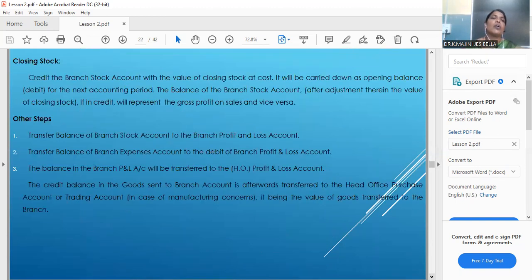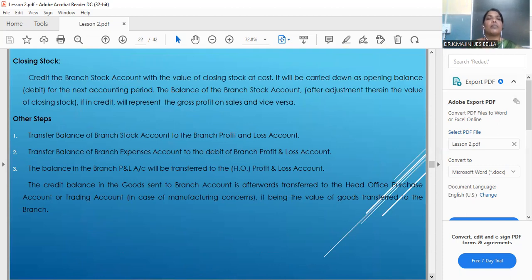Then we can see closing stock. Credit the branch stock account with the value of closing stock at cost. It will be carried down as opening balance for the next accounting period. The balance of the branch stock account, if in credit, will represent the gross profit on sales price after adjusting the value of the goods.